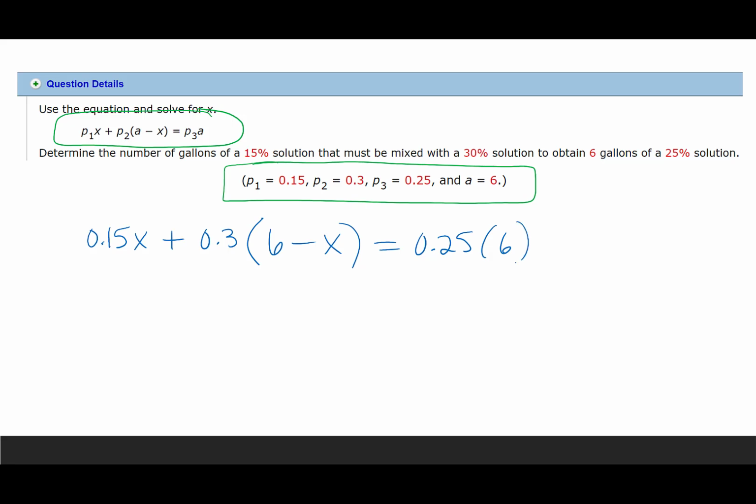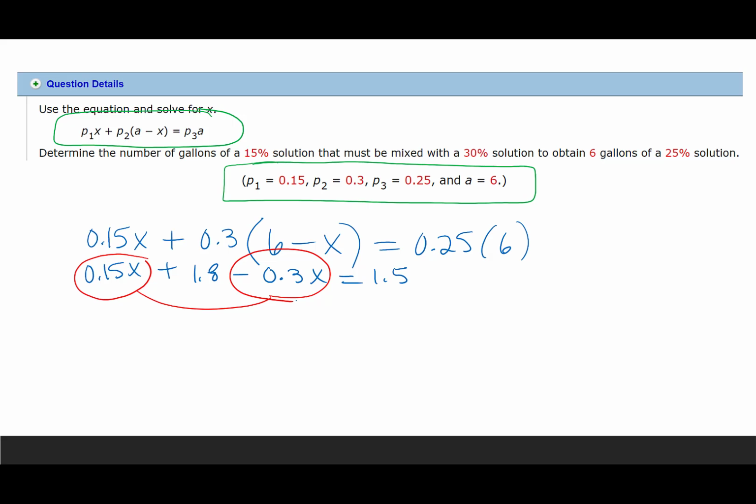With a little bit of algebra, we can work through this equation to solve for x. The first thing is to use the distributive property. So I'm going to rewrite the equation as 0.15x plus 1.8 minus 0.3x equals 1.5. Next, I want you to collect like terms. 0.15x minus 0.3x is negative 0.15x plus 1.8 equals 1.5.